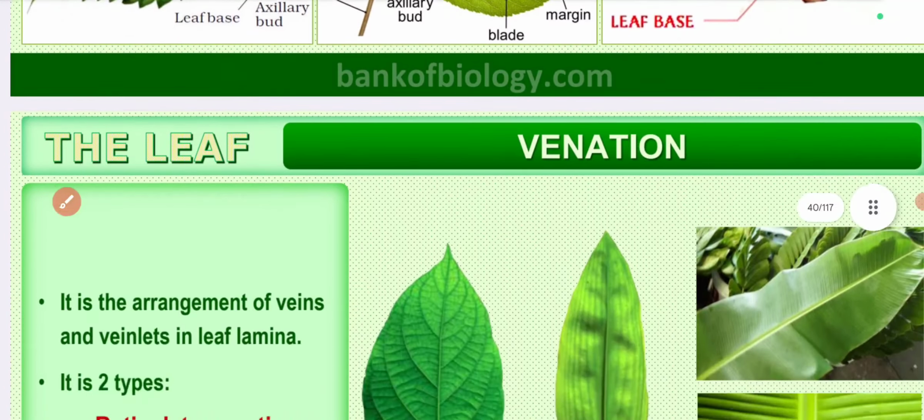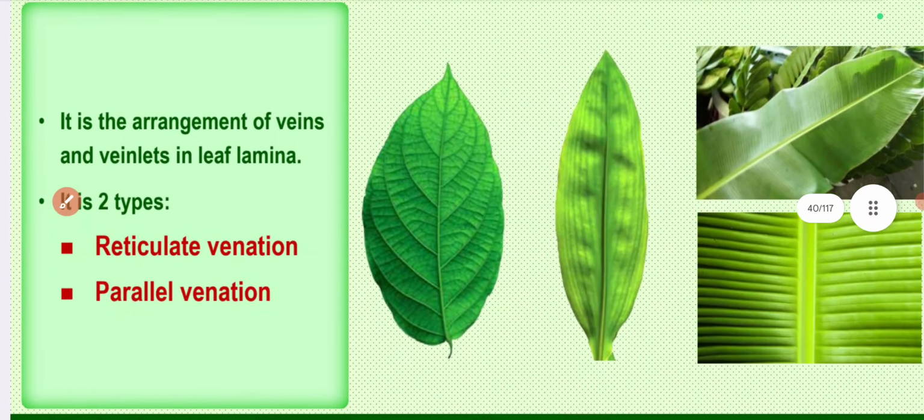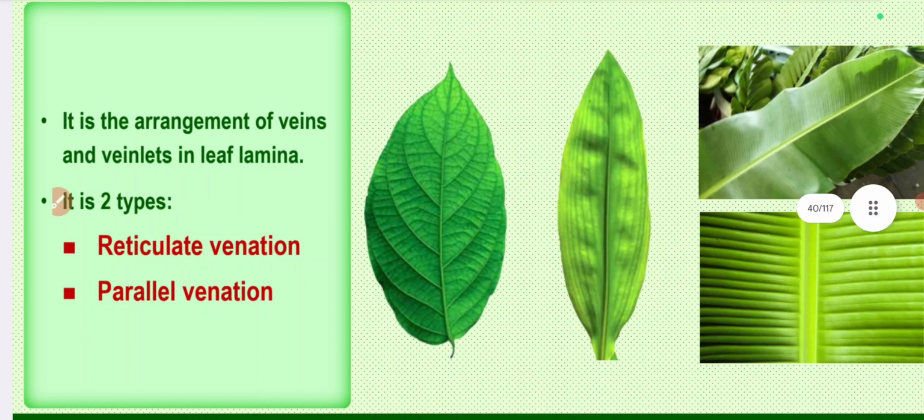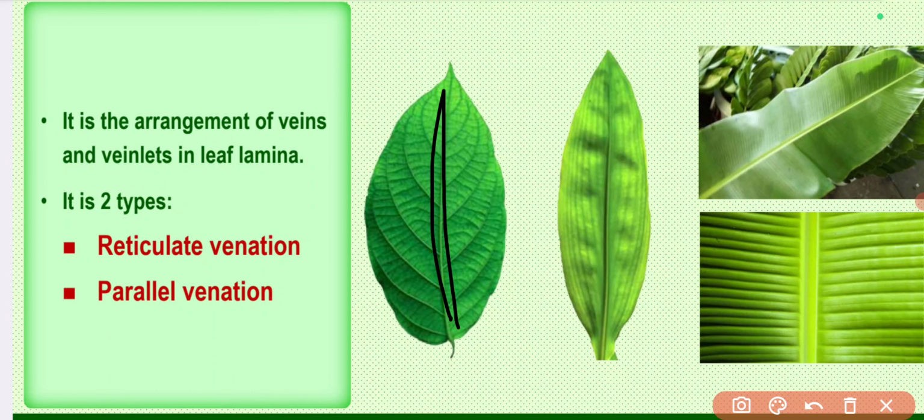Next, venation. What do you mean by venation? It is the arrangement of veins and veinlets in the leaf lamina. As you can see here, it is the midrib or main vein, and then here are some branches like this.